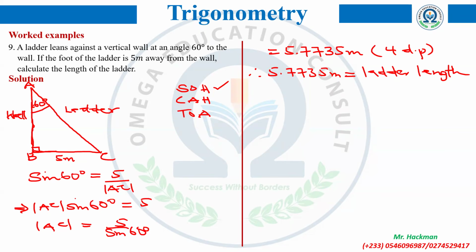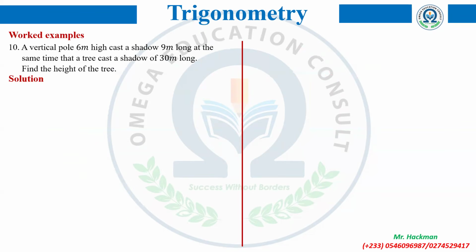Okay, so now let's move on to our next question. Let's picture the situation here as well. A vertical pole 6 meters high casts a shadow 9 meters long at the same time that a tree casts a shadow 30 meters long. Find the height of the tree.